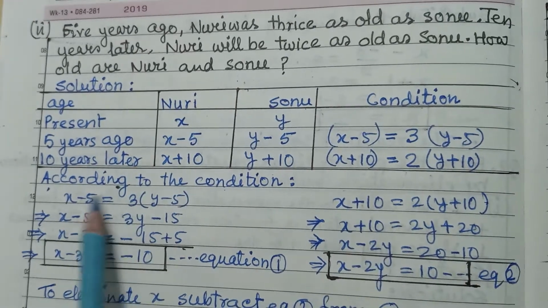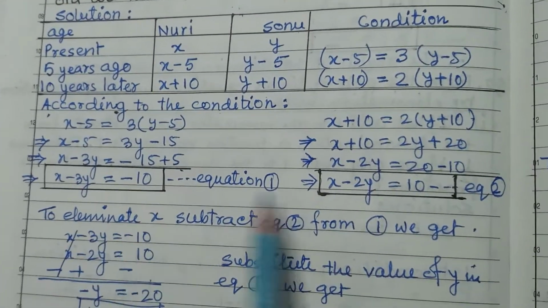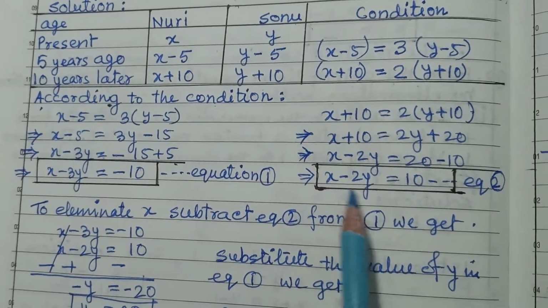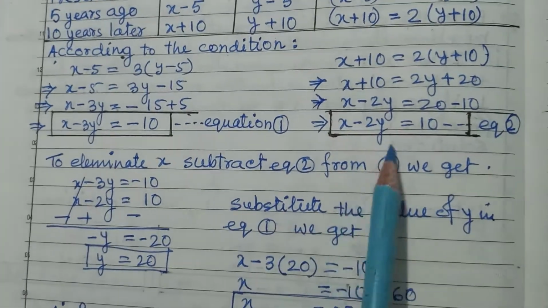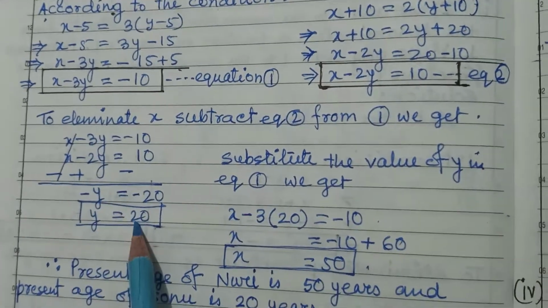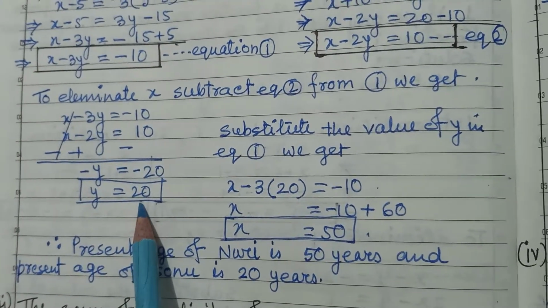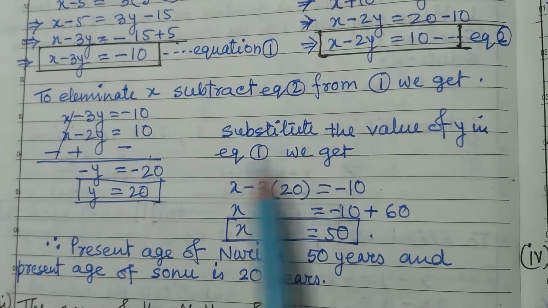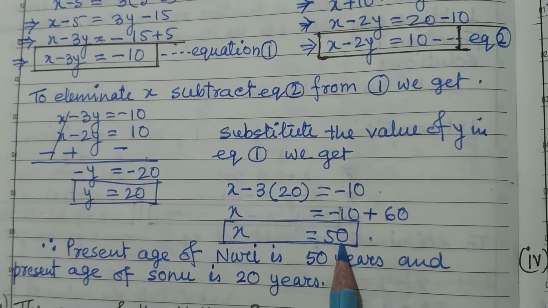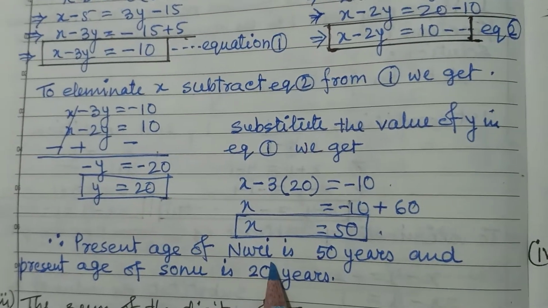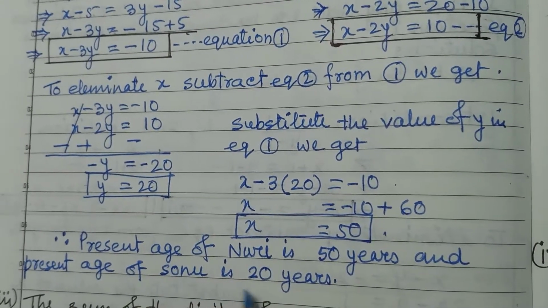Now these two conditions form the equations x minus 3y is equal to minus 10, and the second condition, x minus 2y is equal to 10. Now these two equations, again by the elimination method. Eliminating x, we have got y is equal to 20. Then substituting the value of y, we got x is equal to 50. That means the present age of Nuri is 50 years and the present age of Sonu is 20 years.